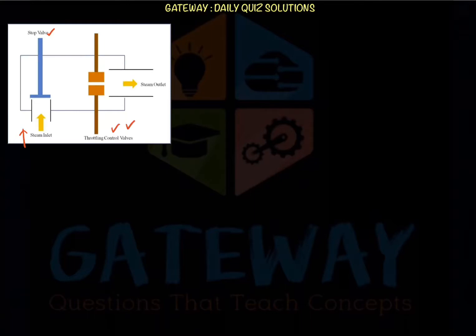Here our steam will be entering. If our load is more, then our stop valve will be moving in the upward direction, allowing more steam to enter, and our throttling valves will be moving apart from each other. Then a larger amount of steam will be leaving at the output. If our load is less, then our turbine needs to rotate at low speeds. It should produce low power.